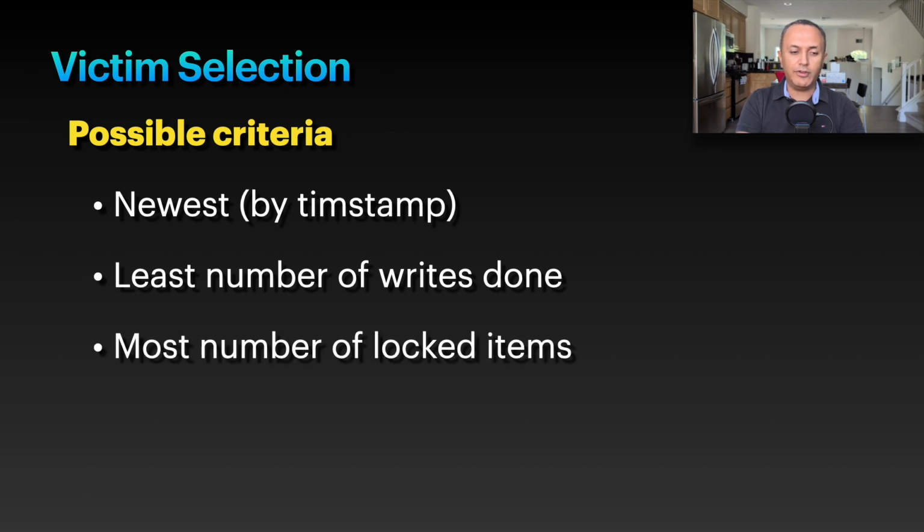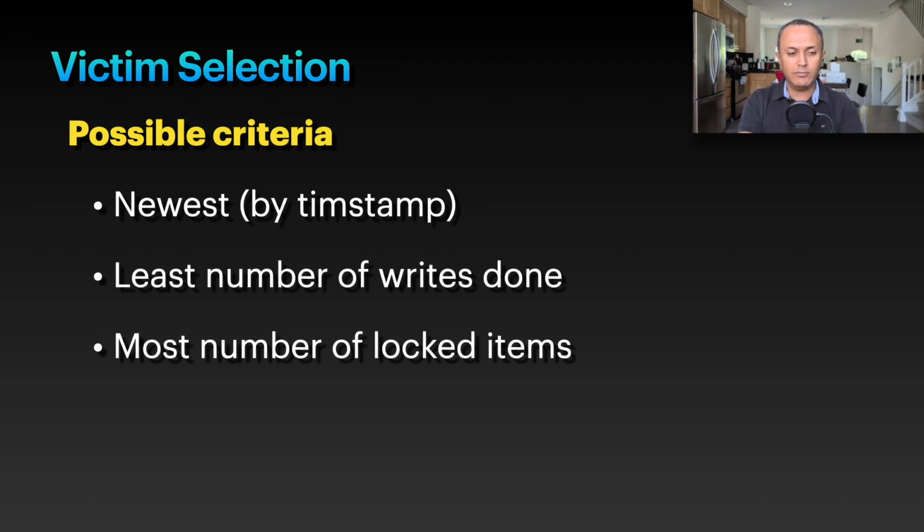A third criterion would be to abort the transaction with the most number of locked items. The assumption here being if you roll that transaction back, then you're going to release a lot of locks. So basically this allows many other transactions to proceed. Whereas if you roll back a transaction that's holding just 1 or 2 locks, then it might help, but maybe it doesn't resolve the deadlock completely. So again, this is an assumption that hopefully will help more transactions to be able to finish.